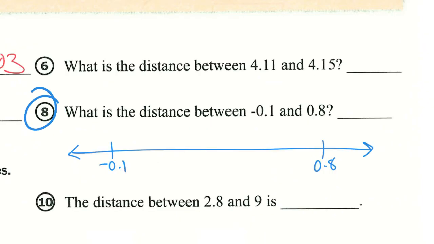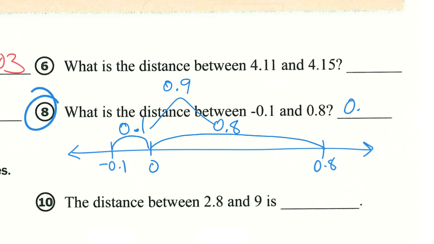In number 8, a number line is going to be very helpful because I'm going from the negatives into the positives this time. So I'm going to be sure to mark 0 on here to help me make the leap. So from negative 0.1 to 0 is 0.1, and then from 0 to 0.8 is 0.8. So my total distance, if I put these together, would be 0.9.